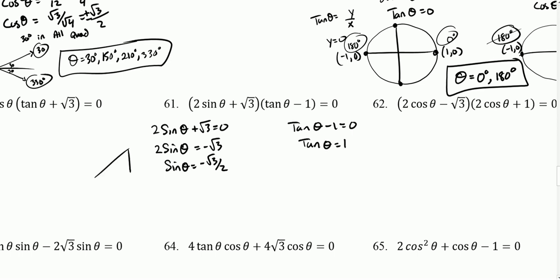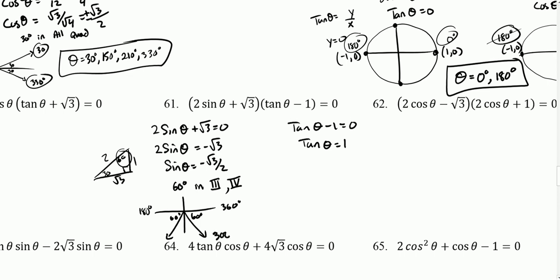If we think about a 30, 60, 90 with side lengths 1, 2, and root 3, we want the opposite to be root 3, so that's talking about 60 degrees. It's negative, so we're looking at quadrants 3 and 4. So 60 degrees in quadrants 3 and 4. This is 180, 60, 60, 360. So we're pointing at 300 in quadrant 4 and at 240 in quadrant 3.